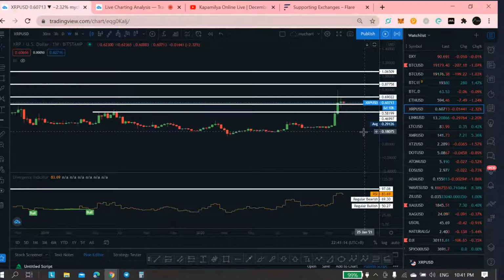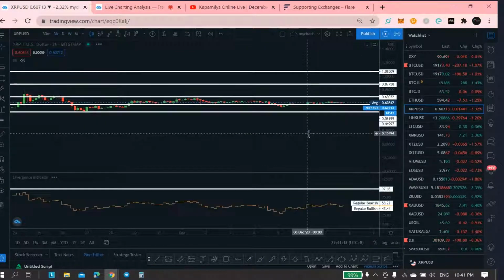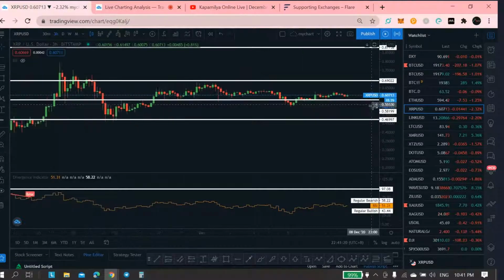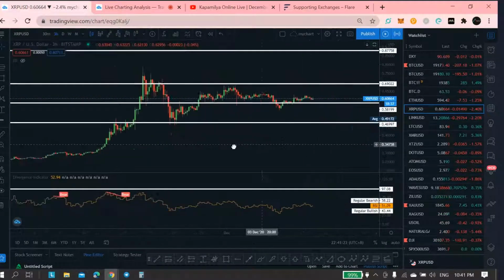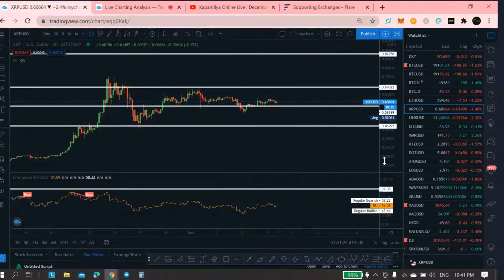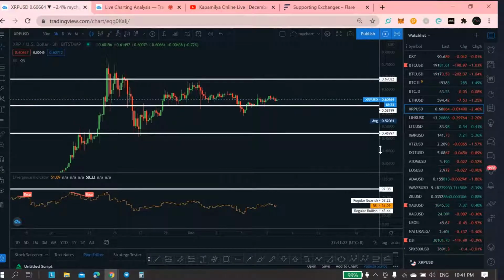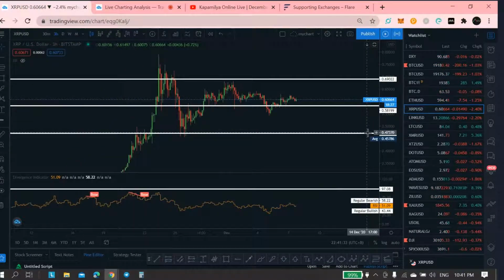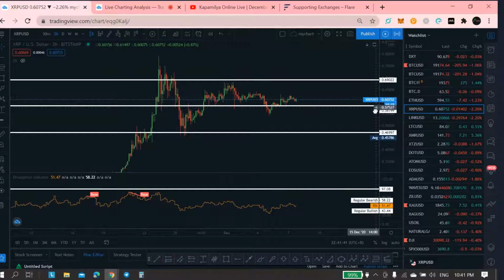So let's see how it goes for XRP, and let's try to check out the lower time frames, which is the 3 hours. Currently just 60 cents, and at the middle or neutral RSI. So I'll just wait for a breakout or a breakdown from here.